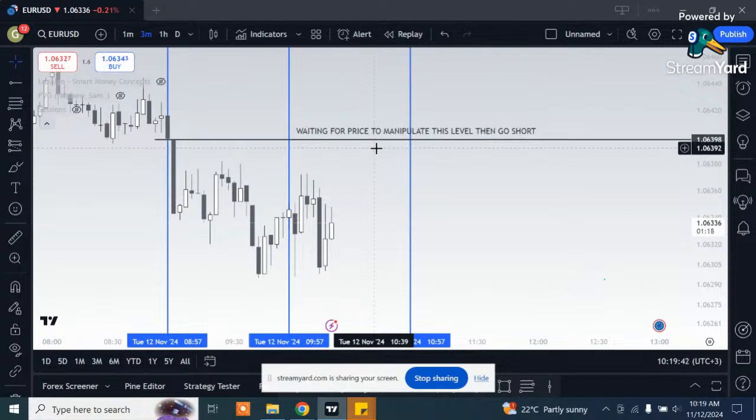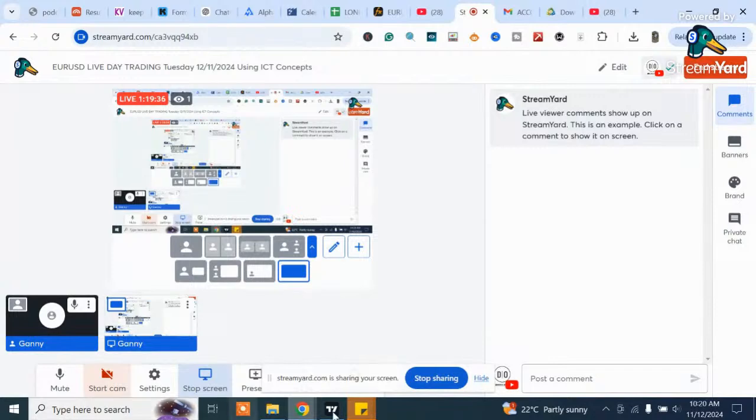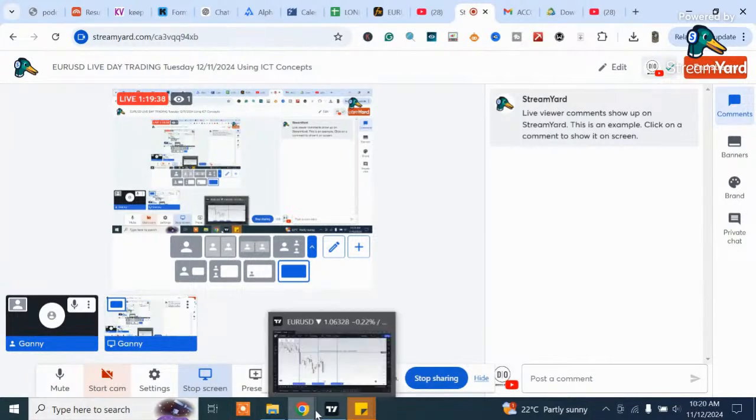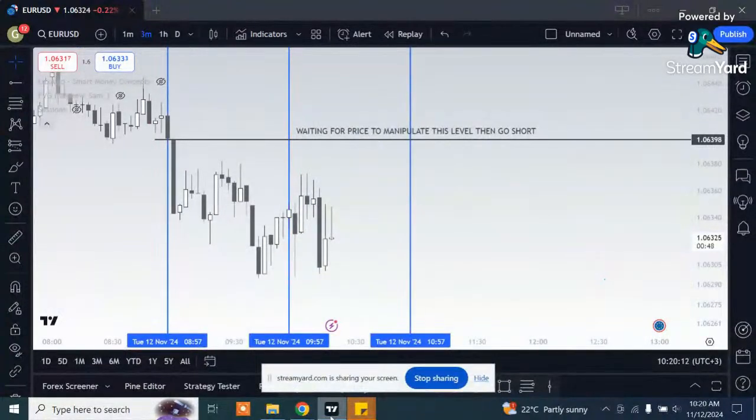Don't go chasing after it, because trust me, you can't run as fast as some of these animals. The animals are super fast. So all you need to do is set your trap, sit tight, and wait for this animal to come into this trap. That's exactly what I'm trying to do right here. I'm not trying to chase. I'm just sitting tight and waiting for price to come into my setup.